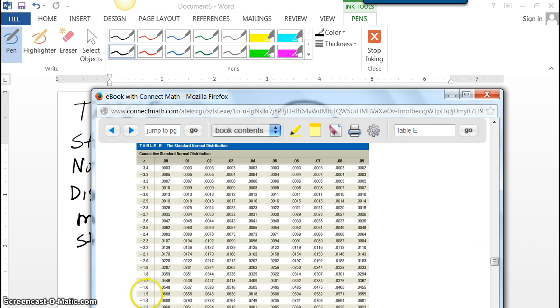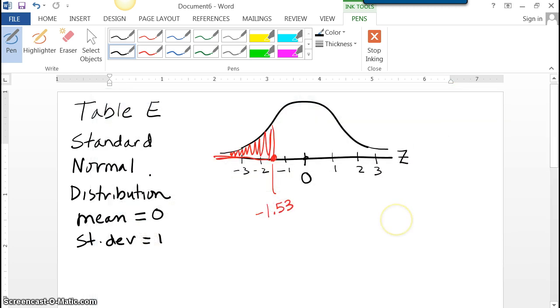When you look at negative 1.5, you look on this column right here. And then the hundredths place, the 3 will be right there. So when you want to look up negative 1.53, you look right here. And you would see 0.0630, and that would be the area to the left right here under the curve, but to the left of a z of negative 1.53.